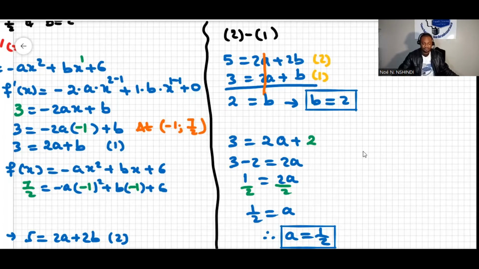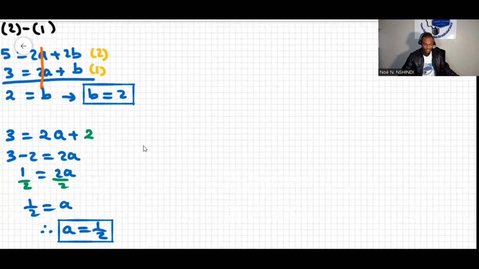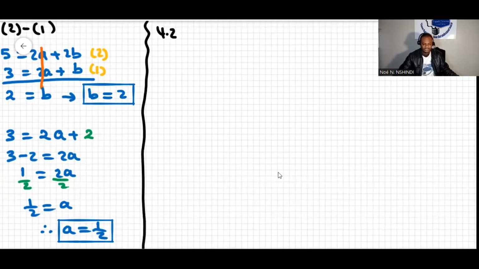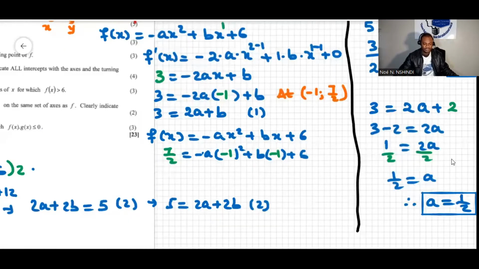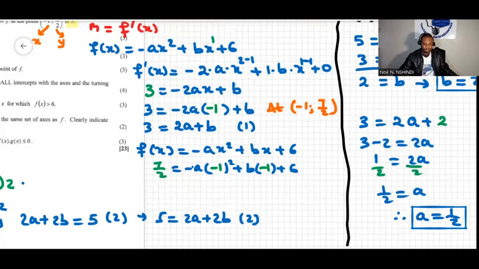And then I'm going to move this to the other side. Right here, what does question 4.2 say? Let's move on to question 4.2. Voilà.